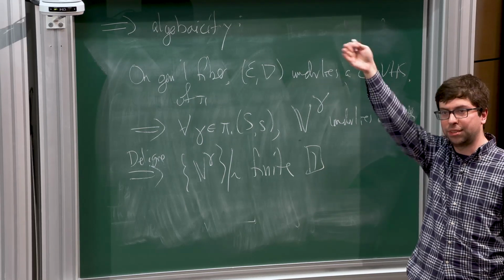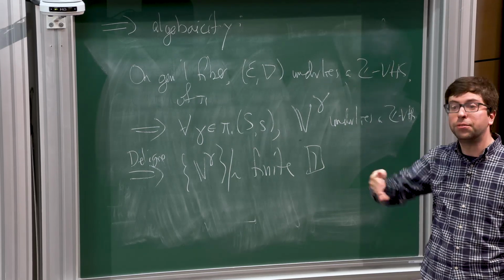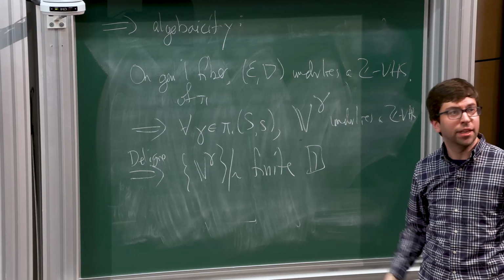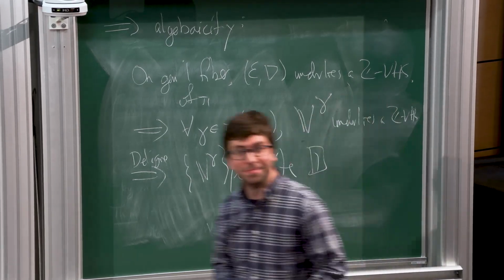Well, that orbit is precisely the fiber of the leaf over your base. So we've shown the leaf is finite, hence algebraic. That's all I wanted to say.